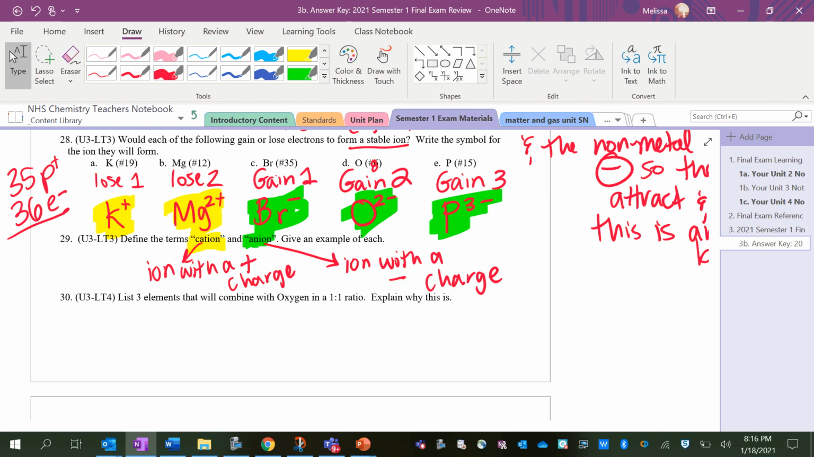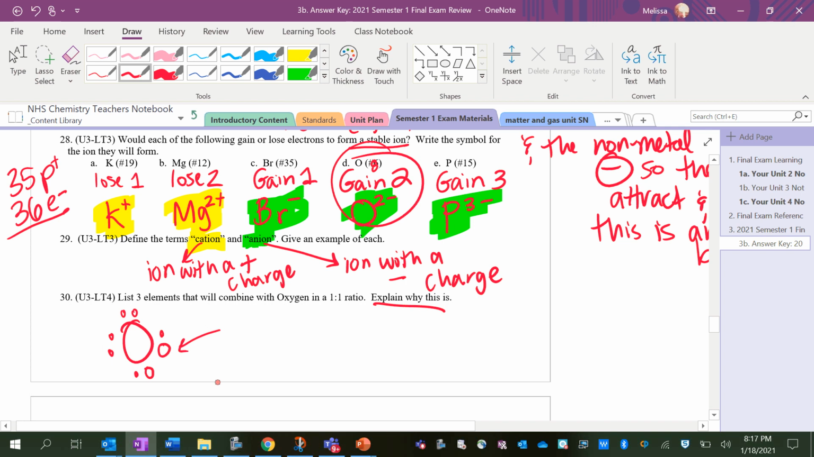List 3 elements that would combine with oxygen in a 1-to-1 ratio and explain why. Oxygen, we just learned in the last question, wants to gain 2 electrons. Another way of drawing this is to see that it's got these 2 holes here. It wants to gain 2. So a perfect match would be something that wants to lose 2 electrons. So that would be like magnesium, for example. Magnesium wants to lose 2 electrons. So it could be the perfect match.